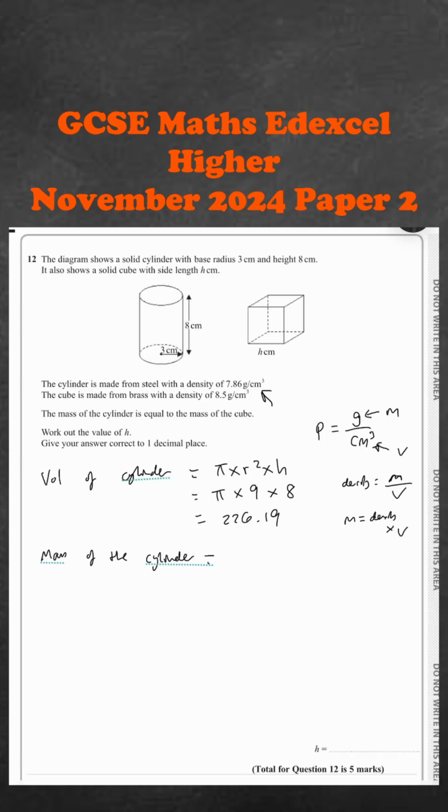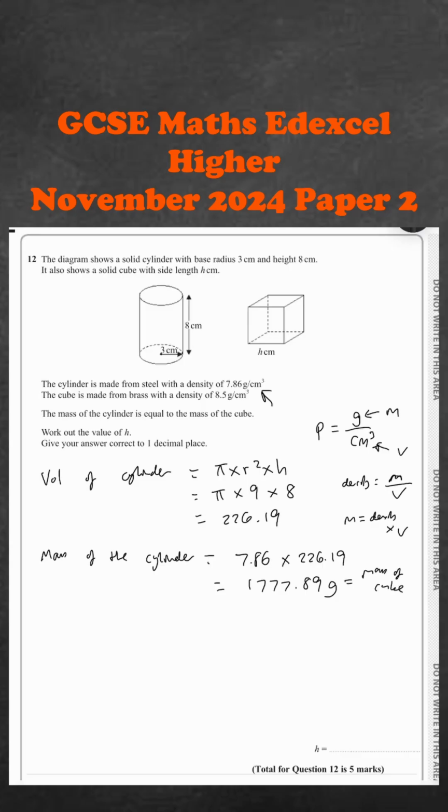We know that the density is 7.86. We've just worked out the volume is 226.19. So I'll do this on my calculator and I get 1777.89, and that is the mass of the cylinder, so it's in grams. We know that's the same as the mass of the cube.